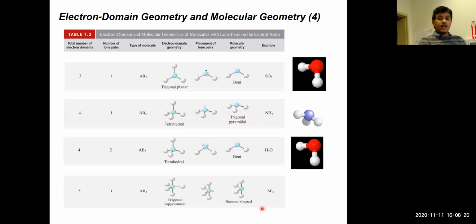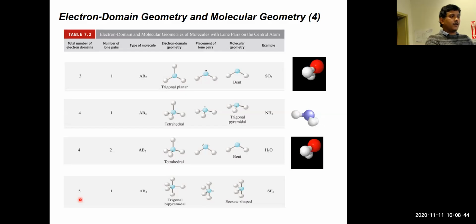All right, so we're done with the types of molecules that have 3 electron domains with lone pairs, and 4 electron domains with one or 2 lone pairs. Now we are going to focus on a central atom that has 5 electron domains. There are 3 examples, I believe, and then we will discuss the central atom that has 6 electron domains with different amounts of lone pairs. So let's work on this in this slide.